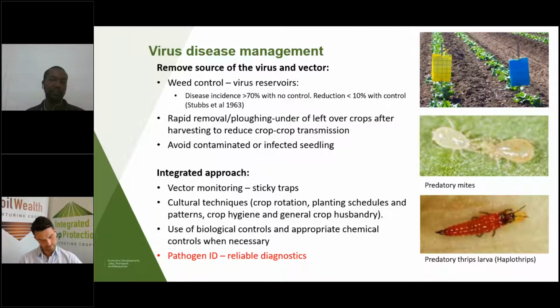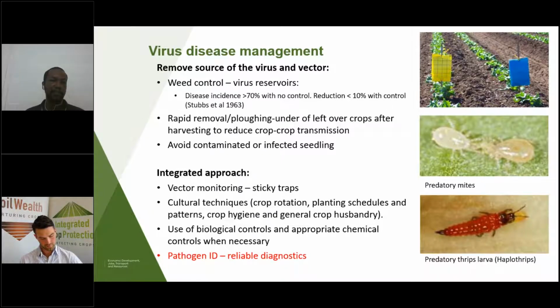Other methods for controlling viruses are cultural methods such as crop rotation, planting schedules, and general crop hygiene and husbandry. And also there is use of biological controls where appropriate chemicals are not available, and also using resistant varieties to some of the viruses or even some of the vectors that transmit viruses.